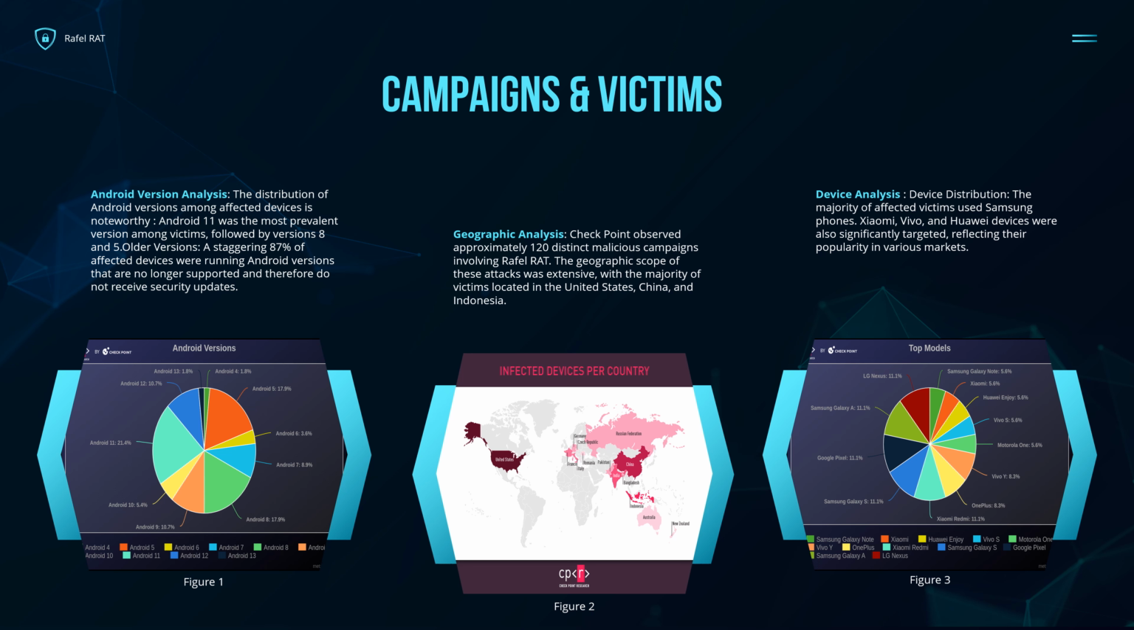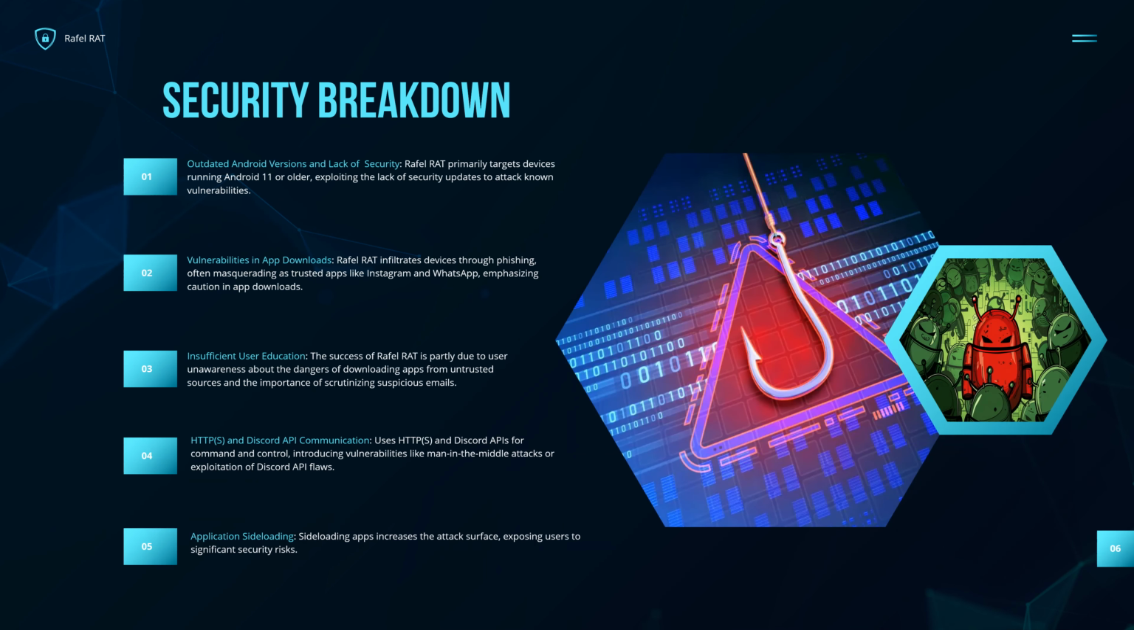To visually represent this information, I've included several figures gathered from Checkpoint. Figure 1. Distribution of Android versions among infected devices. Figure 2. Geographic distribution of infected devices. Figure 3. Breakdown of affected device models. Now, let's dive into the security breakdown of how Rafel RAT exploits various vulnerabilities to infiltrate and control devices.